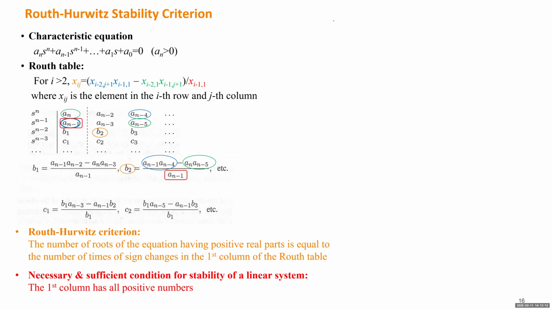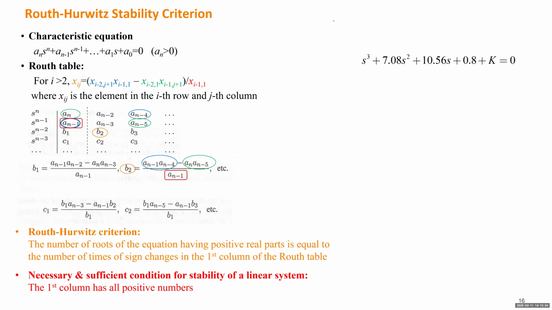If every number in the first column is positive, then this system is stable. So we find the characteristic equation and generate this table, and if the first column is all positive, then this system has to be stable. So we use that system as one example, right?